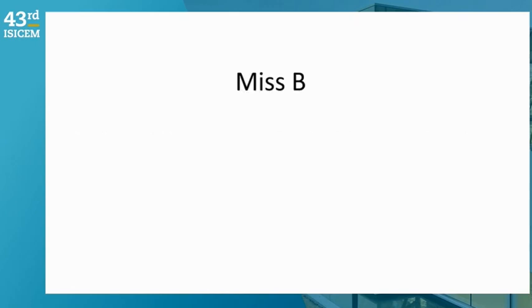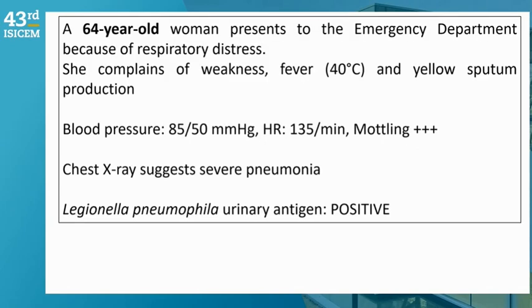Okay, so let's start with a clinical case. Miss B. This is a 64-year-old woman presenting to the emergency department because of respiratory distress. She complains of weakness, fever, yellow sputum production, and the blood pressure is low, the heart rate is high. She presents mottling, and the chest X-ray suggests a severe pneumonia, and the Legionella pneumophila urinary antigen is positive. So it's quite a simple case.